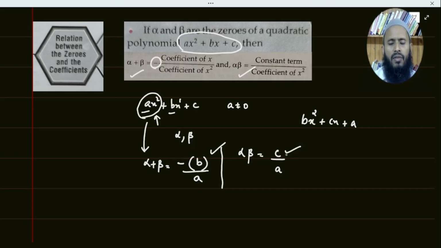Otherwise it is okay if the coefficients are actually given in this form, ax square plus bx plus c. You can also take sum of zeros as minus of b by a and product of zeros as c by a, no problem. But generally it is safe to use this formula which is given here as minus of coefficient of x by coefficient of x square and constant term by coefficient of x square. Okay, so now we will move to some questions based on this topic.